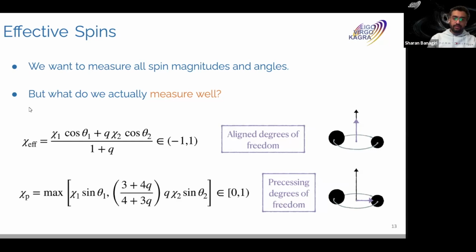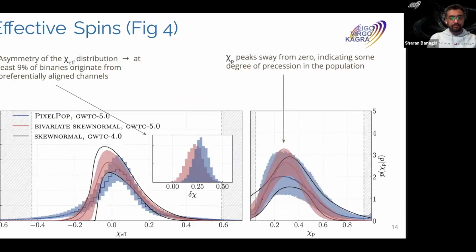And effective inspiral spin in particular is probably the best measured spin parameter that we have, and it measures the degree of spinniness perpendicular to the plane of the binary. So let's look at this effective spin distribution that we recover. The plot on the left shows the effective inspiral spin distribution.